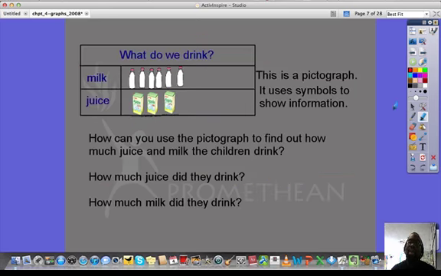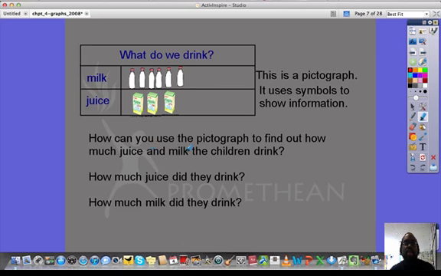Okay? Now, this is a different pictograph. What do we drink? So the two choices are two categories here. We have milk and juice. So instead of writing numbers or writing X's, making bars, we're actually using pictures or symbols. So of course, for milk, you may want to use a milk bottle, or a cow maybe, or something like that. Or for juice, you may use apple juice, an apple, or an orange, something to represent what you're trying to categorize. It says this is a pictograph. Again, it uses symbols to show information.